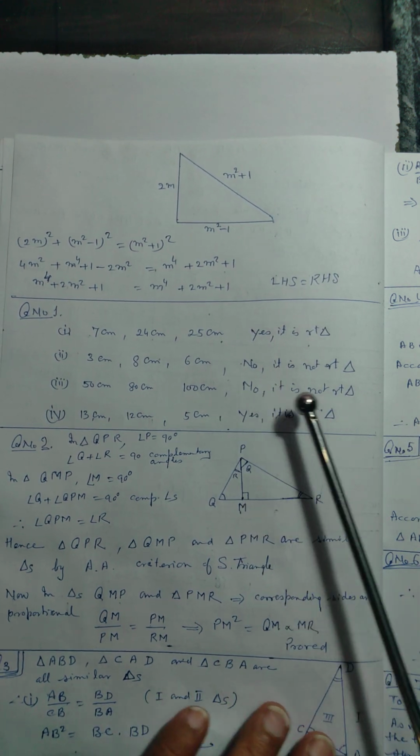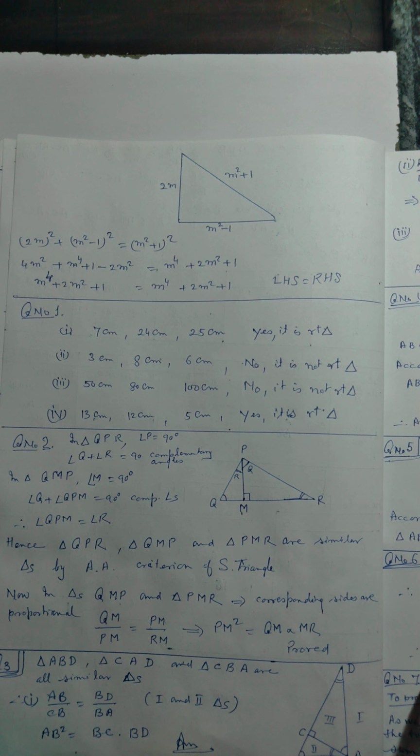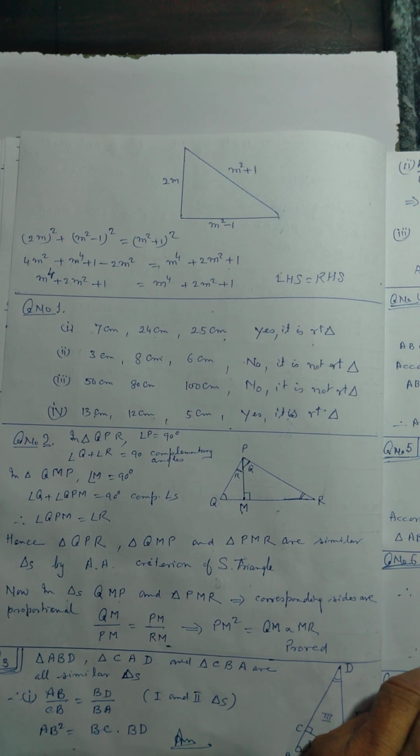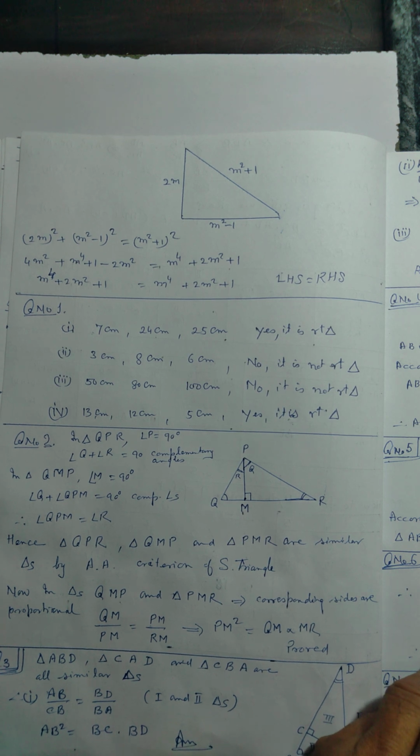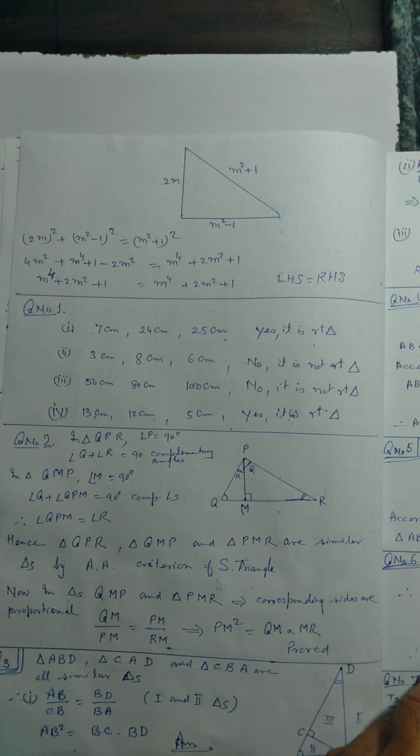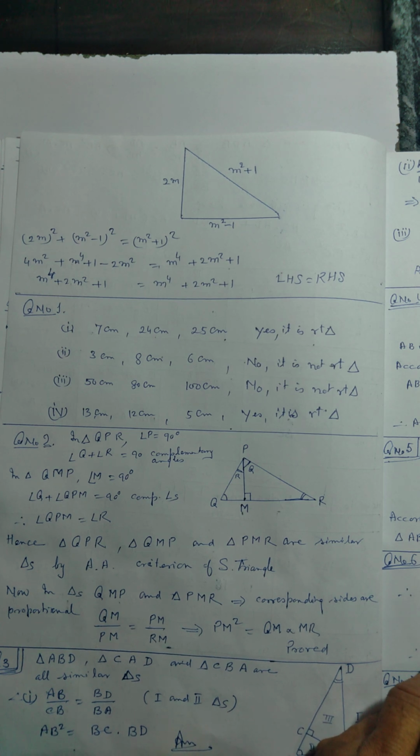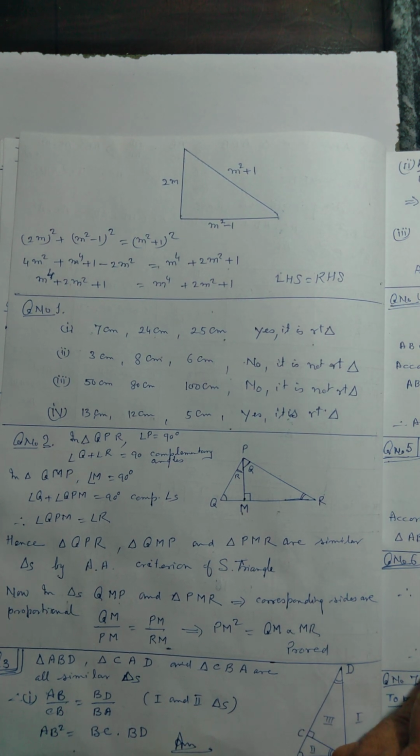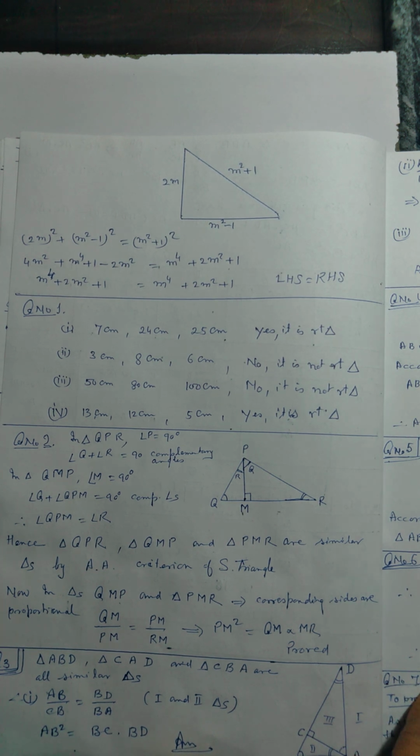They have asked whether they are the Pythagorean triplet or not. You see, I read it. Question number 1. Sides of triangles are given below. Determine which of them are right angle triangles. In case of a right triangle, write the length of its hypotenuse. You have to identify what will be the length of the hypotenuse.